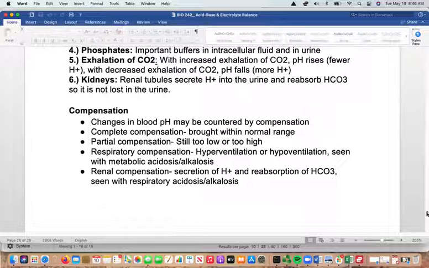So respiratory compensation, you can see hyperventilation or hypoventilation. So you would see that with the metabolic acidosis or alkalosis. Renal compensation, where you would secrete and reabsorb. So secretion of the hydrogen ion, reabsorption of bicarbonate. This would be seen with respiratory acidosis and alkalosis. So respiratory compensations help with the metabolic, renal compensations help with the respiratory.